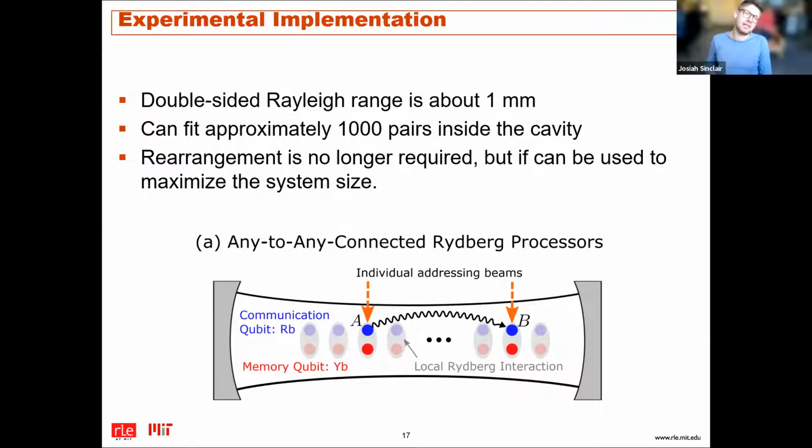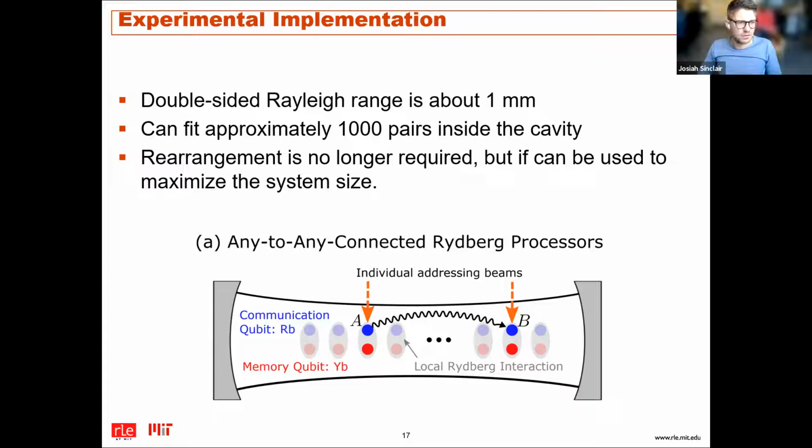Okay, as Ethan was asking, how many atoms can we fit inside the cavity? Well, our double-sided Rayleigh range is about 1 millimeter, and our beam waist is about 10 microns. So taking standard distances under which you have high Rydberg gate fidelities and thinking about packing things cleverly, we think we can fit approximately 1,000 pairs inside that double-sided Rayleigh range.